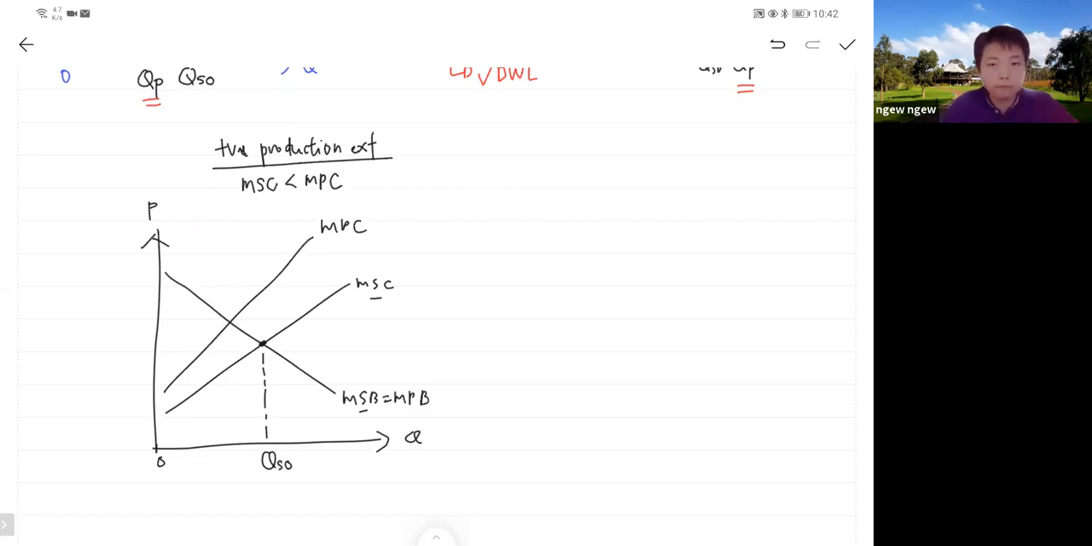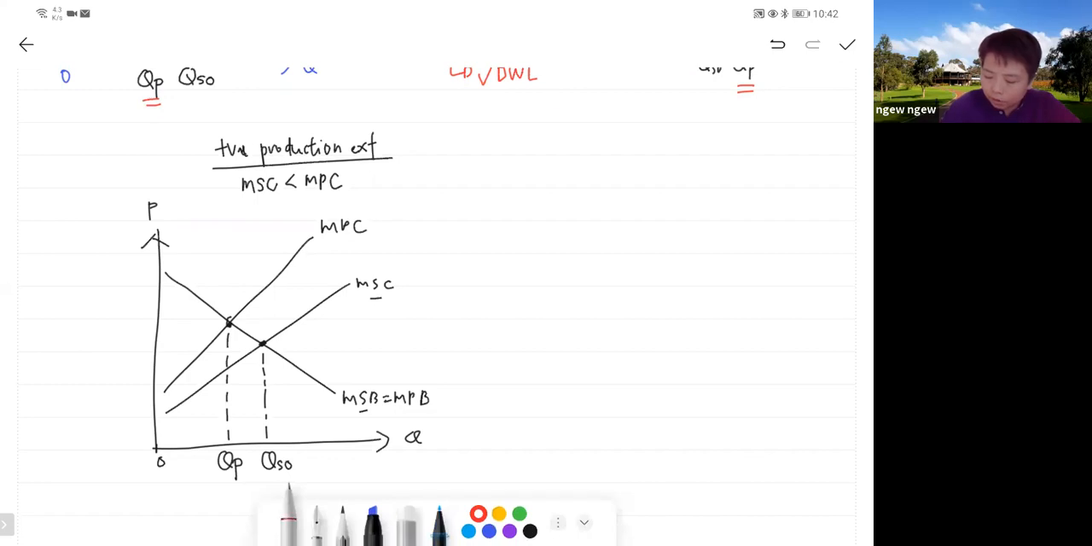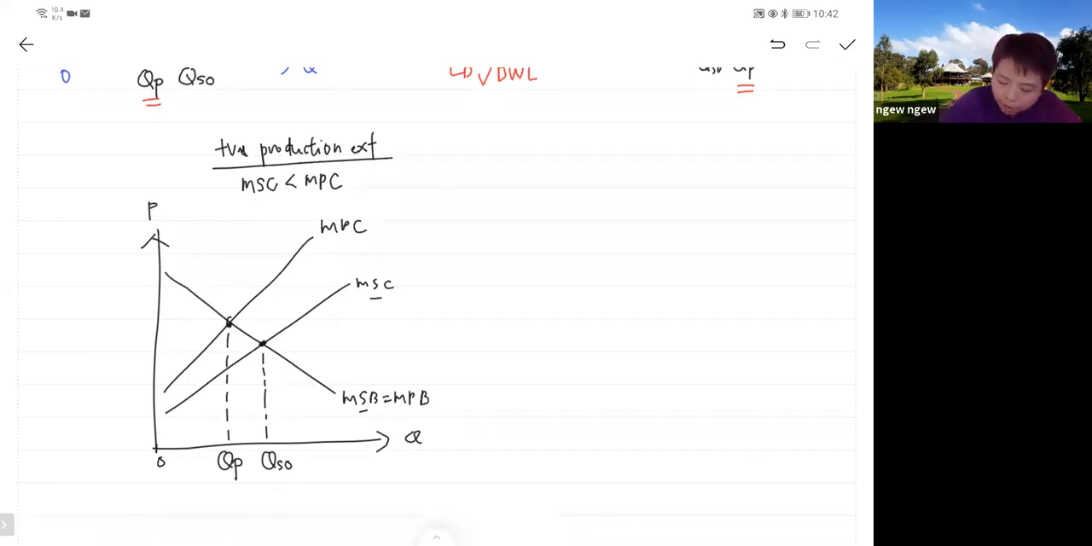QSO. Okay. Private sector, QP. Lastly, deadweight loss. Deadweight loss is always based on private sector output. At private sector output, this is the MSC, because at this level of output, you go up, it shoots to the MSC, and it touches the MSB here. So when you drive to the socially optimum level of output, this whole triangle is your deadweight loss.